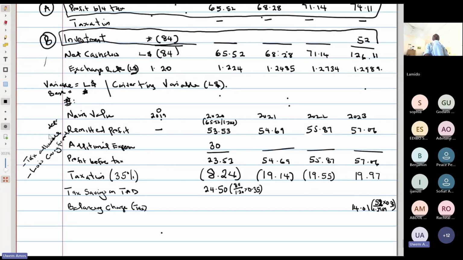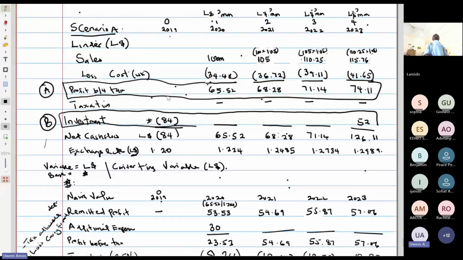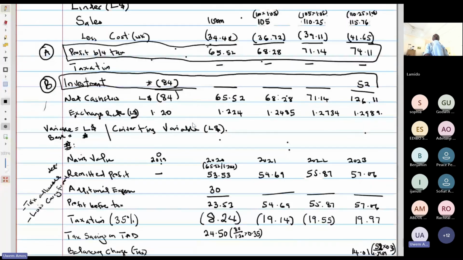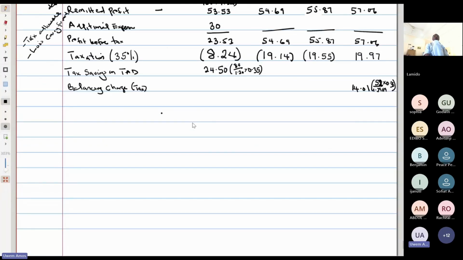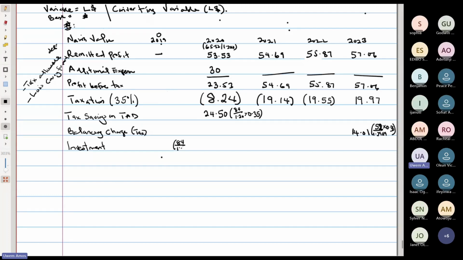So our investment is 84 Lindarian dollars, and that happened in 2019. Our scrap value, not the tax this time, but the actual income we're receiving on the disposal, is 52. So we're converting those to Naira: 84 as our investment and 52 as the scrap value. We're converting by dividing, just like we explained in our previous session. So that would be 2019. So this would be 84 divided by the exchange rate, and I think I remember that as 1.2.